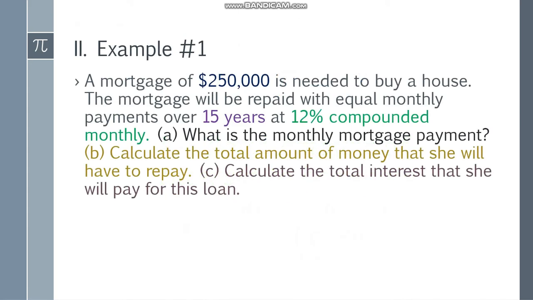So let's have the first example. A mortgage of $250,000 is needed to buy a house. The mortgage will be repaid with equal monthly payments over 15 years at 12% compounded monthly. There are three questions. Letter A, what is the monthly mortgage payment? Letter B, calculate the total amount of money that she will have to repay. Letter C, calculate the total interest that she will pay for this loan.